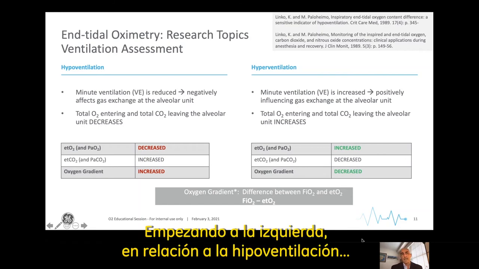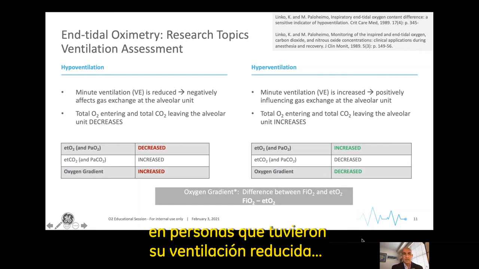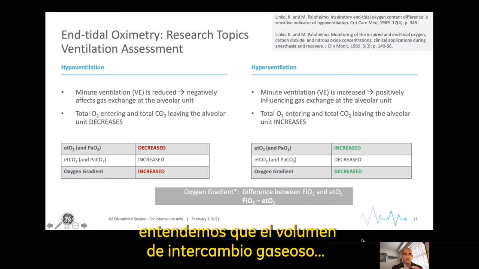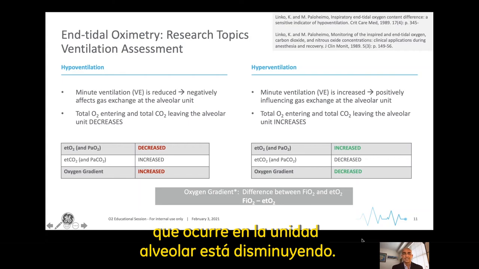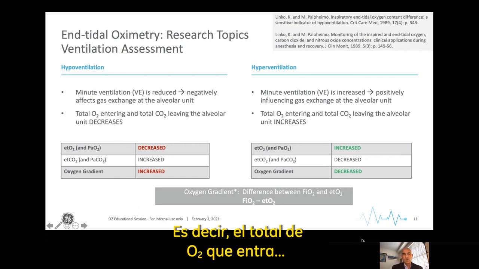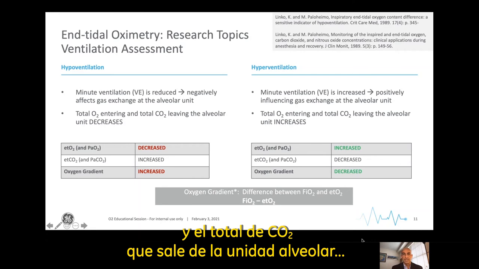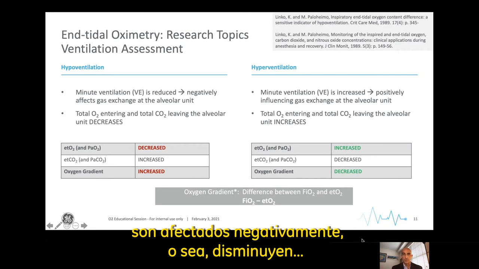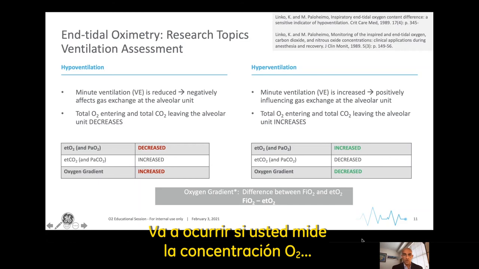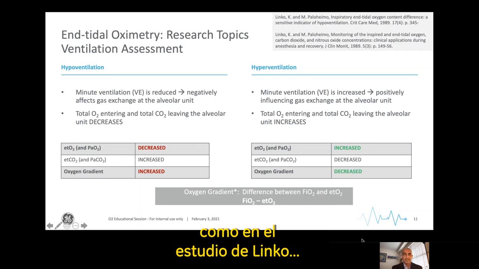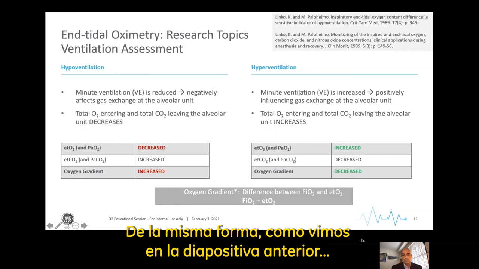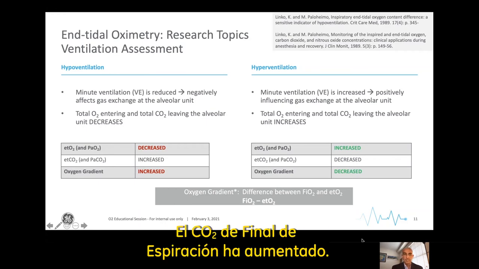To start off on the left with regards to hypoventilation, in individuals that had their minute ventilation reduced, you understand that the amount of gas exchange that is occurring at the alveolar unit is decreased. So therefore, the total oxygen that enters and the total CO2 that leaves the alveolar unit are negatively affected, or they're decreased. What will occur if you are measuring end tidal oxygen, and that's what the Linko study did, they measured end tidal oxygen and noticed that it decreased as minute ventilation was reduced. Similarly, as we talked on a previous slide, the end tidal CO2 increased.